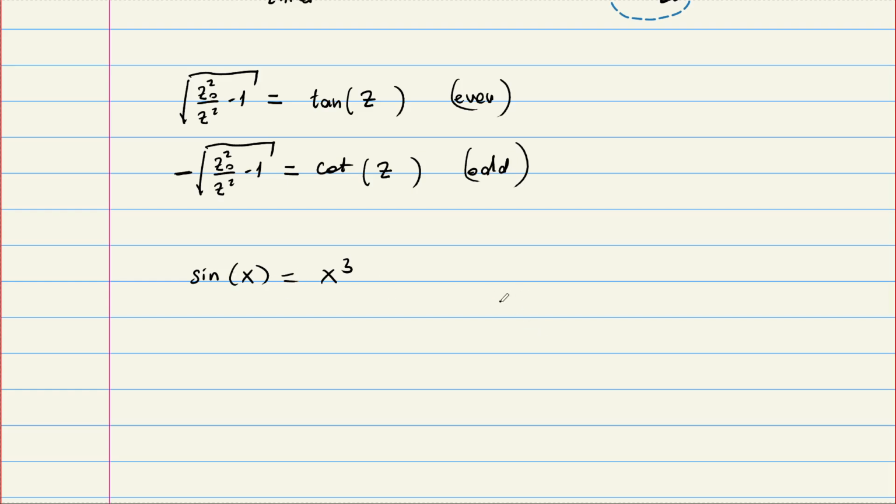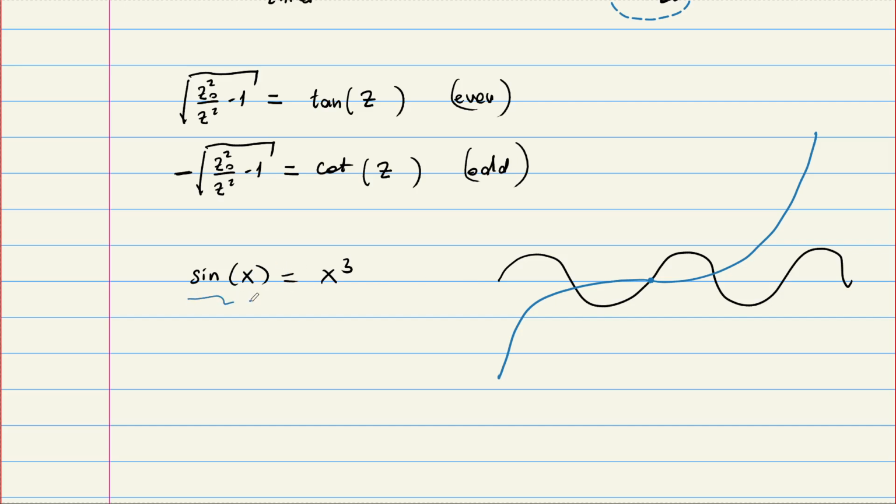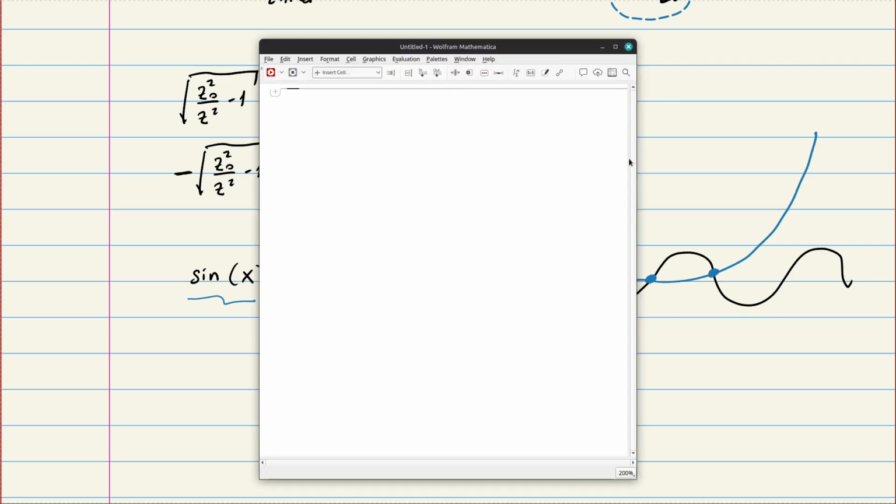So what we can do is we can draw sine. So this is the sine. And we can draw this x cubed. X cubed goes like this here. And whenever these two lines intersect, this is a solution. There is a solution at x equal to 0, there is a solution here, and there is a solution here. Good? So I'll plot this side and I'll plot this side, and whenever they intersect, I'll call it a solution. So let me use Mathematica.